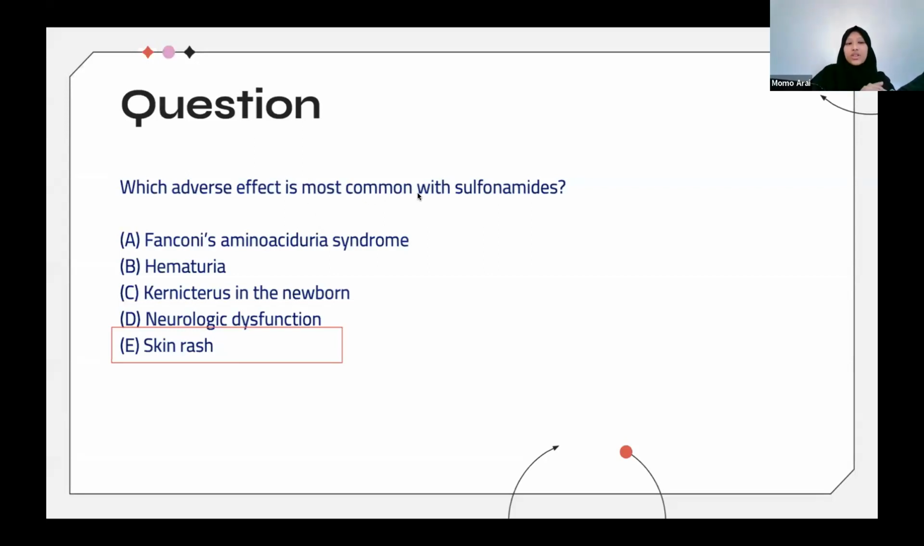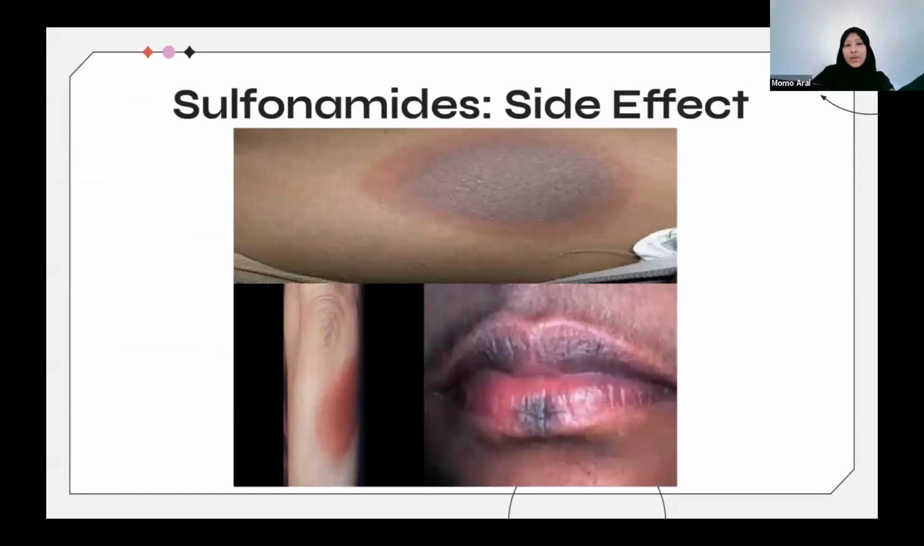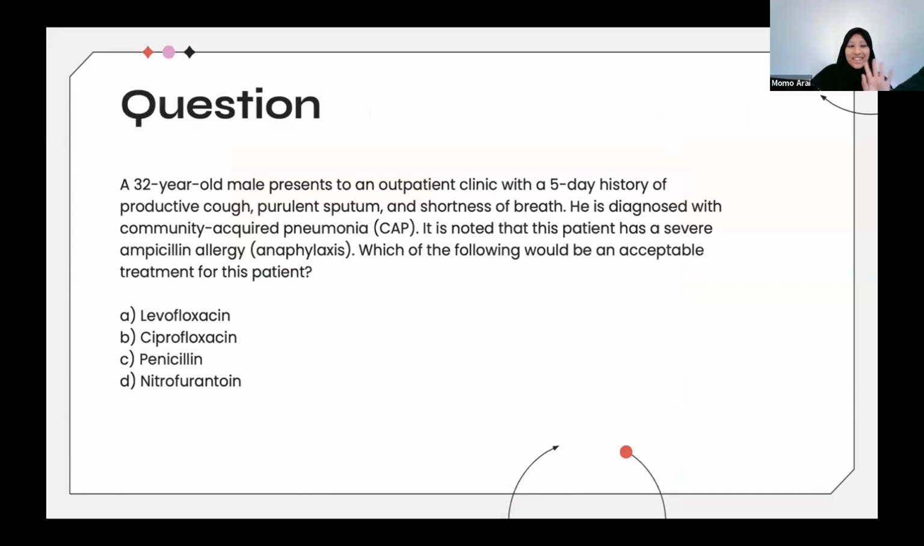Can you go to the next slide? For example, photosensitivity, skin rash is the most common side effect of sulfonamide. That's what I wanted you to know, because kernicterus can happen, but it's very rare and only in newborns, not in everyone you use it on. Does this make sense? Is this clear for everyone? Okay, that's good. So just remember that skin rash is more common. That's why the question asked.